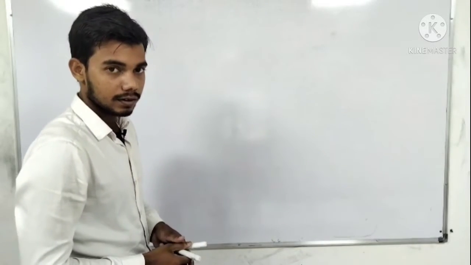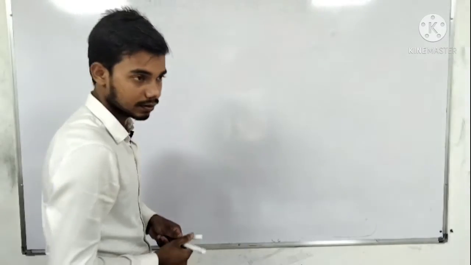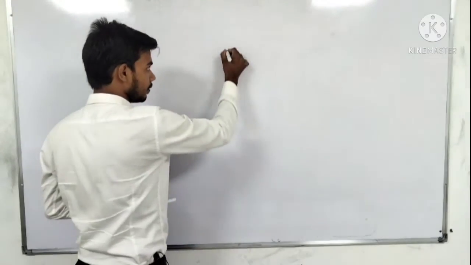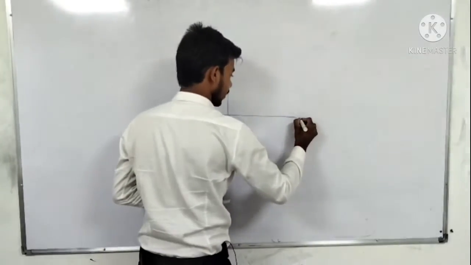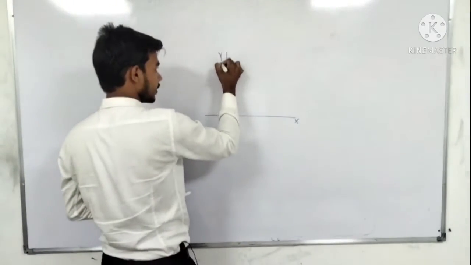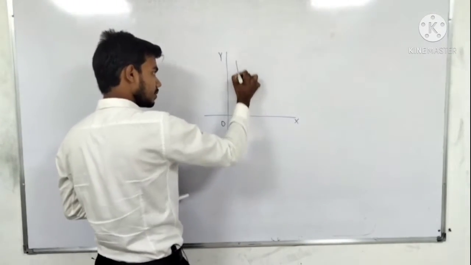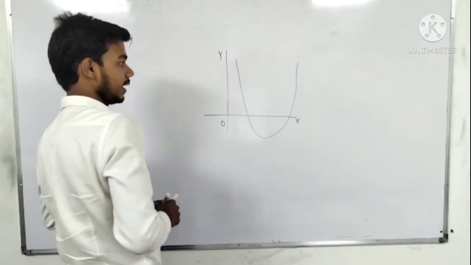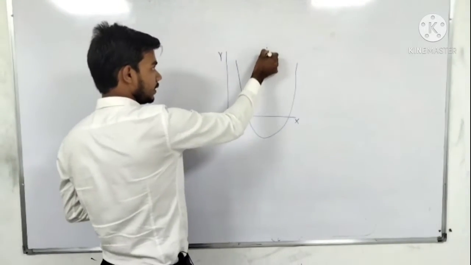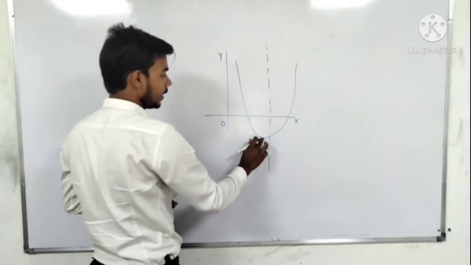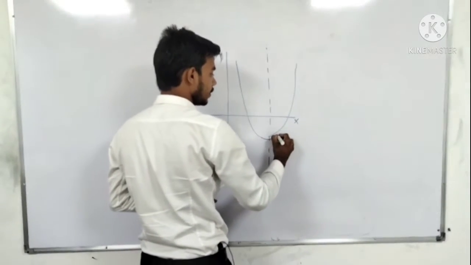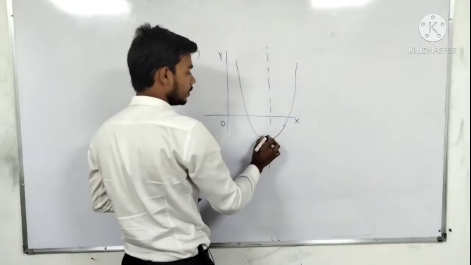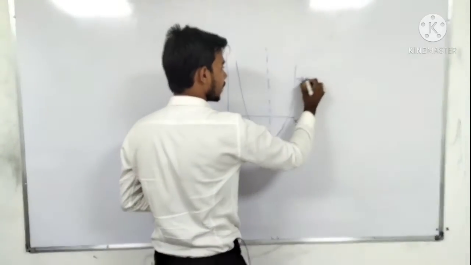So in the previous class we talked about the graph of the quadratic polynomial, and we see that the graph of the quadratic polynomial looks something like this. Here is the x-axis and this is the y-axis, here is the origin, and the graph looks something like this. And we have also talked about this line, which breaks down the parabola into two equal parts.